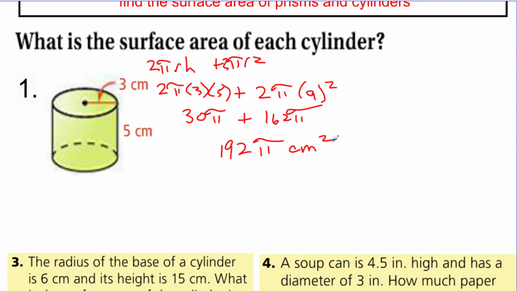So you can see this is really no different. We're just finding the area and the circumference for circles instead of the area and the perimeter for polygons. But cylinders take on pretty much all of the same properties that prisms do. So not a whole lot new. We just have to apply what we know about circles to cylinders.